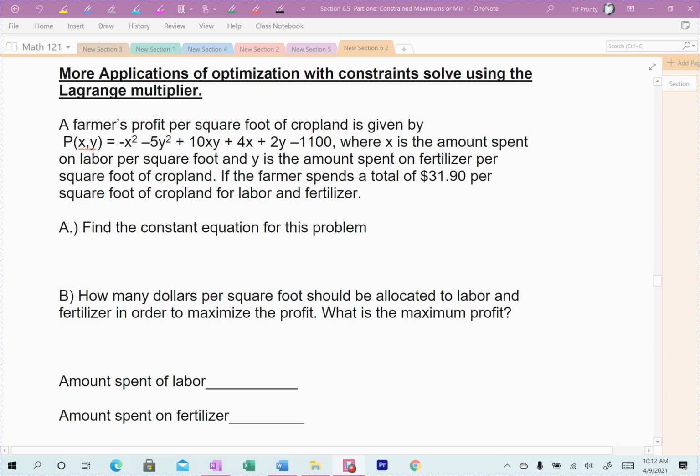All right, now applications of optimization where we have constraints. Now, with applications, typically you have to find the constraint equation. So within the application somewhere, it should tell you we have a limiting value. And usually it's just a simple x plus y equal to some, again, constraint.